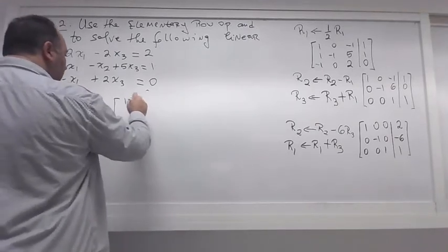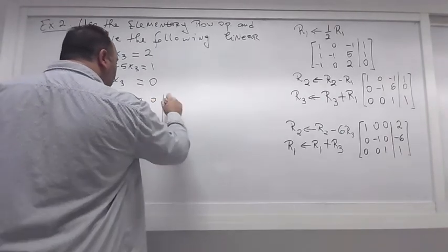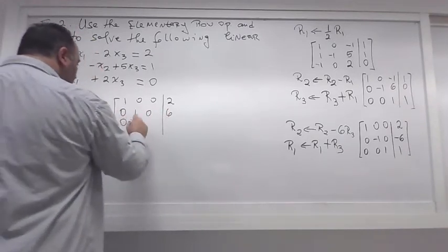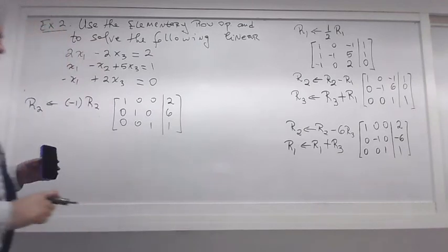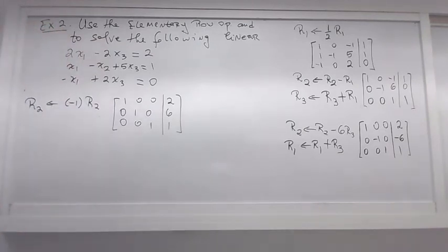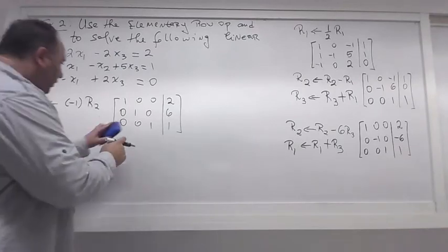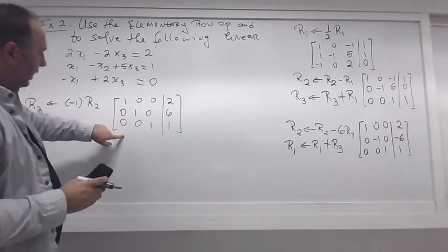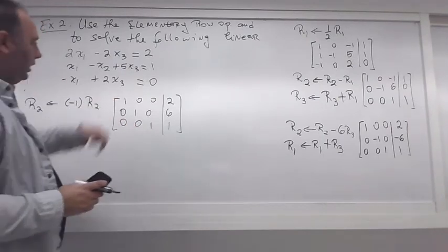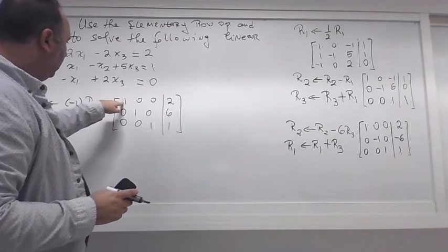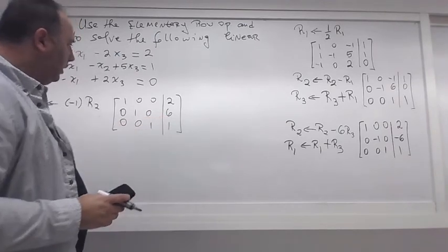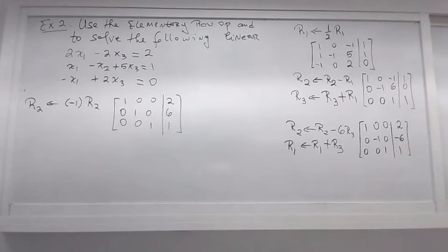So row 1 stays the same. 1, 0, 0, 2, and then 0, 1, 0, 6, then 0, 0, 1, 1. Very nice. So what's beautiful about this matrix, this part here, is called the identity matrix 3 by 3. So from here, I see that x1 is equal to 2, x2 is equal to 6, x3 is equal to 1. Right? Beautiful.